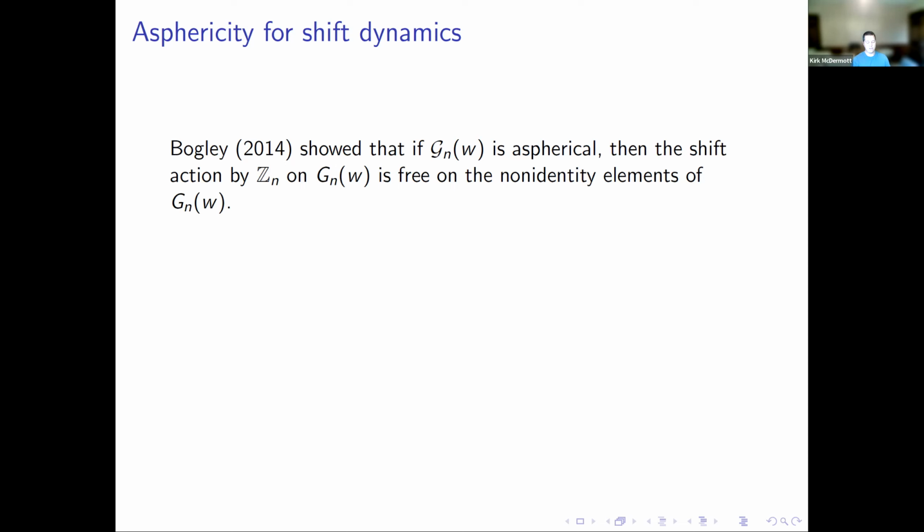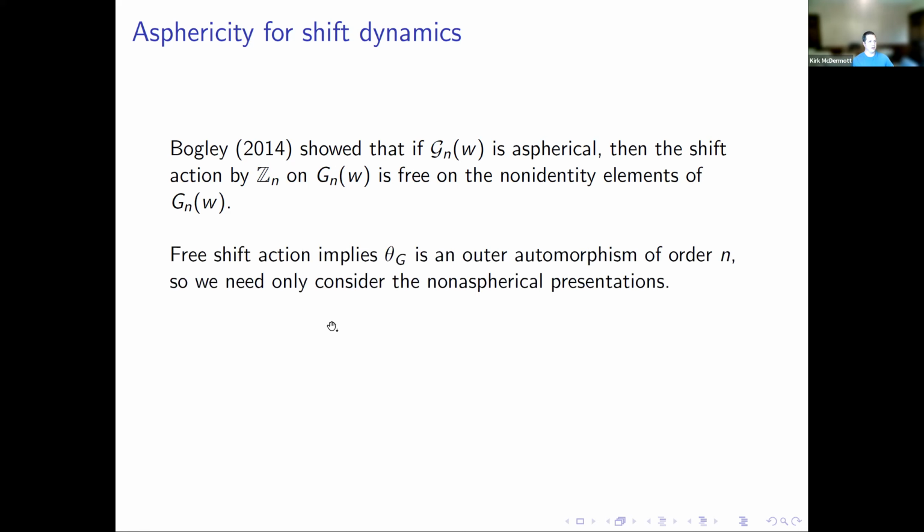So for the aspherical case, you know you've got a free shift action. And if you've got an inner automorphism, the conjugating element's always going to have a fixed point. The element you conjugate by will always be fixed if you conjugate it with itself. So the upshot here is that if you're aspherical, then the free shift action tells you that the shift's an outer automorphism of order n.